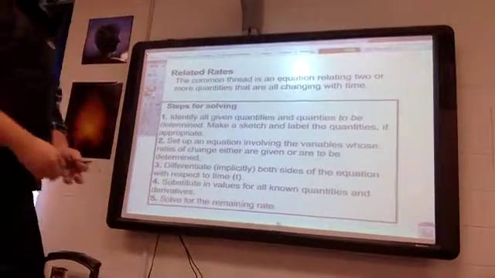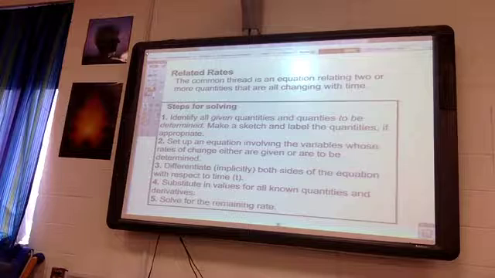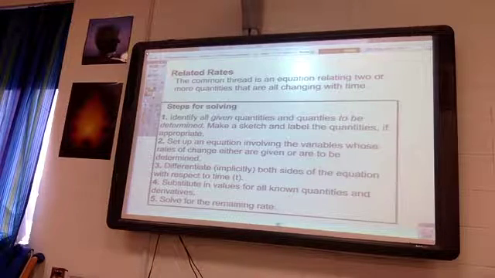Related rates. This actually probably goes along the lines of implicit differentiation, which we did before, with all the dy over dx's and all that stuff. We're going to use implicit differentiation, but we're going to use it with respect to time, because remember, derivatives are rates of change.